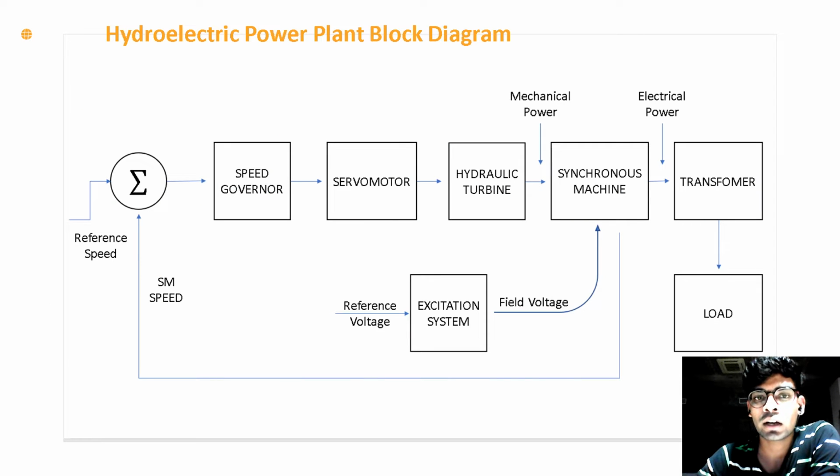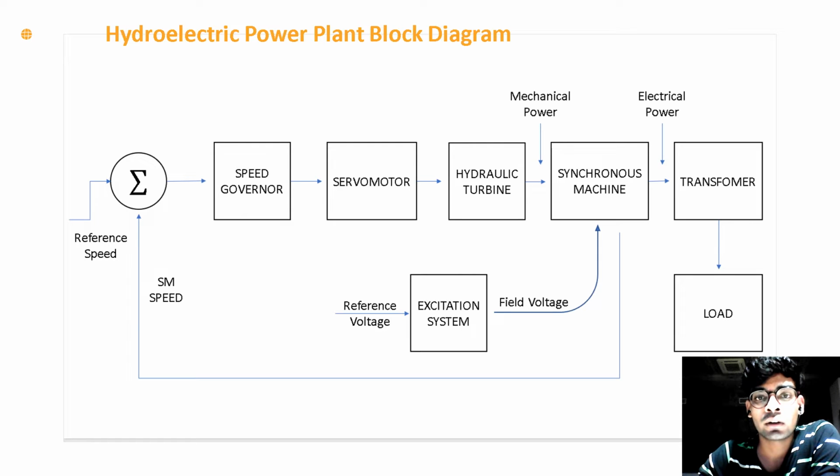This is a block diagram of a hydroelectric power plant. So initially we have a speed governor. It maintains the speed of the running engine by controlling the amount of fuel supply to the engine. Then we have servo motors. Servo motors are electronic devices and rotary or linear actuators that rotate and push parts of the machines with precision. Servos are mainly used for angular or linear positions and for specific velocity and acceleration.